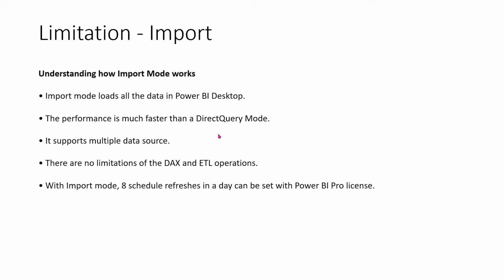Import mode loads all the data in Power BI Desktop. It will load all types of files. The performance is much faster than direct query mode, obviously, because it's just taking a copy of the data and creating it in memory, and whatever actions you do reflect quickly. It supports multiple data sources. Another benefit of using the import option is you can fetch data from Excel, JSON, and text, so you can combine multiple data sources. But in direct query, it is not possible.